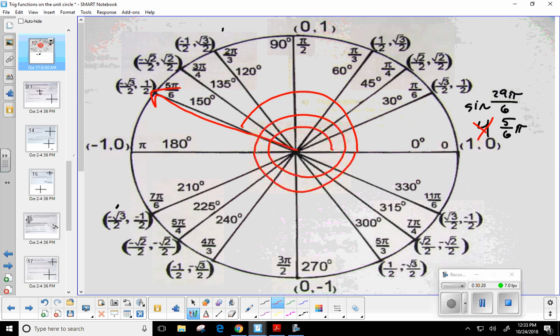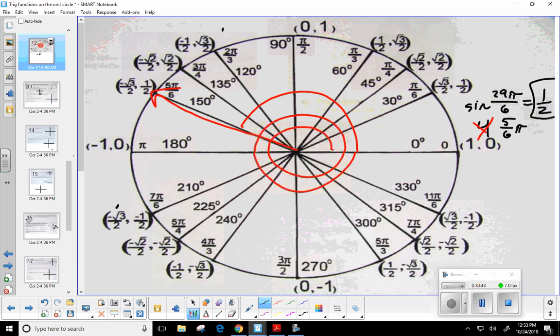How many people were able to find that particular location? Okay, not bad, not bad. Now remember, what does sine want? Sine wants the y value. So what's the y value at that point? That's it. Okay. Now we'll go ahead and practice this again tomorrow.